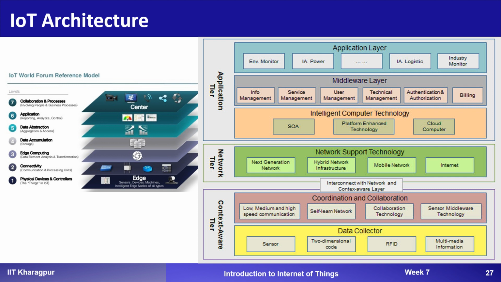Actually, different researchers have proposed different architectures, right? Depending upon their need, they have proposed different layers. So basically, you can consider three layers. First one is your physical layer, where different devices are present. Then the communication layer, with the help of which communication is taking place, and at last the data accumulation or application layer, where the data can be stored and further utilized by different applications.